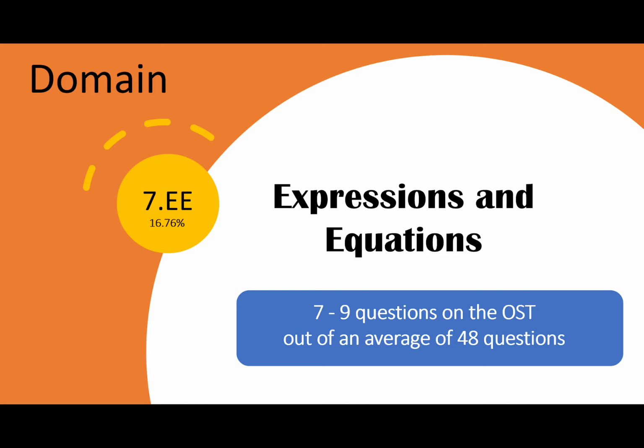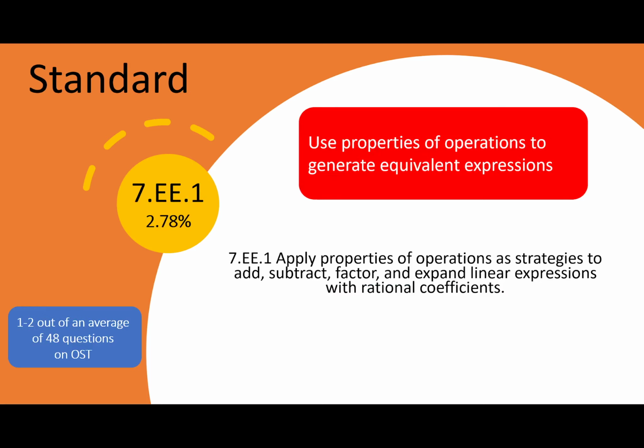Expressions and equations make up 17% of the test questions, 7 to 9 questions out of an average of 48 questions. Use properties of operations to generate equivalent expressions. Standard 7.EE.1: Apply properties of operations as strategies to add, subtract, factor, and expand linear expressions with rational coefficients.